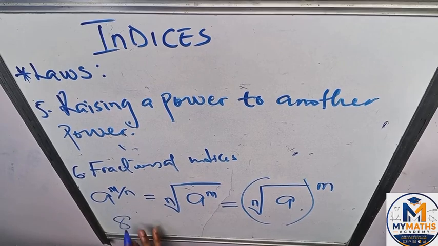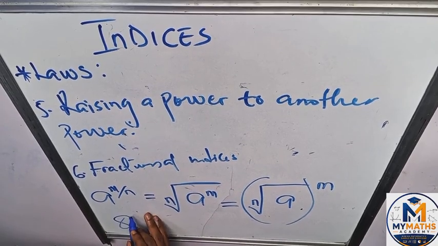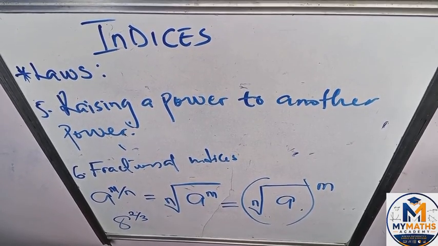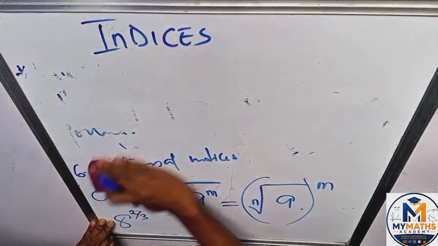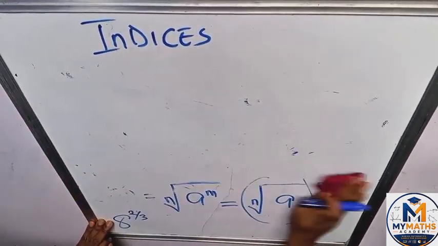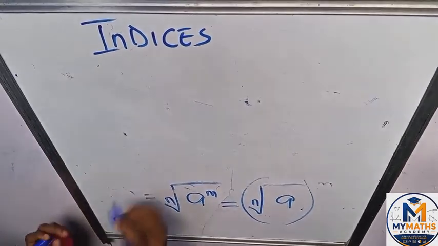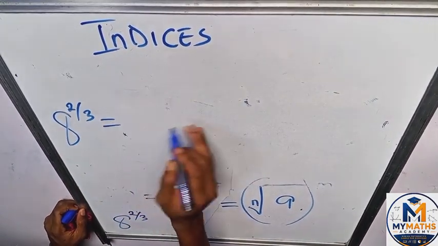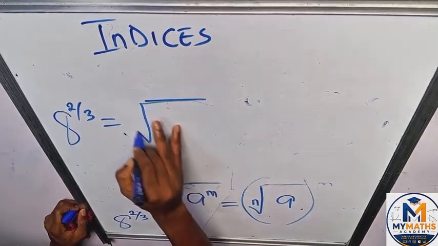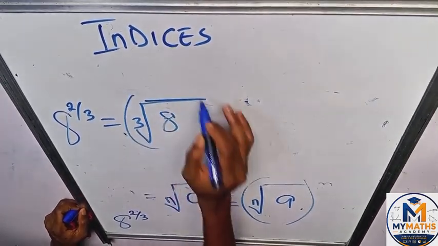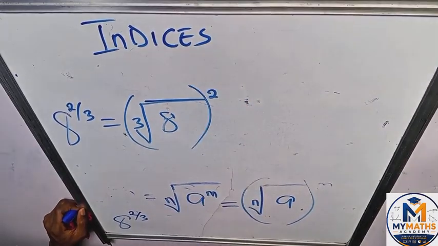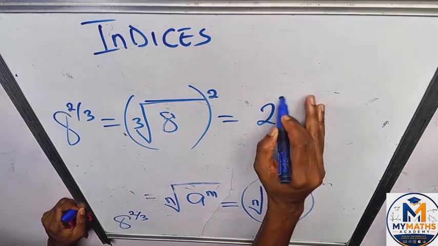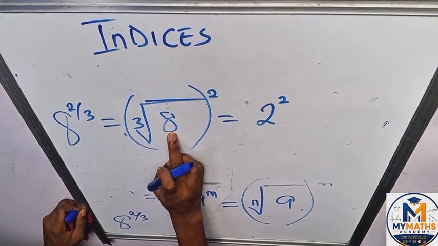So let's say I have 8 raised to power 2 all over 3. It means that if I have 8 raised to power 2 all over 3, then that is the cube root of 8, open and close bracket, raised to power 2. So therefore, the cube root of 8 is 2, raised to power 2. How do I know the cube root of 8 is 2?